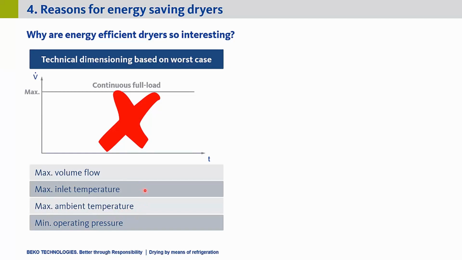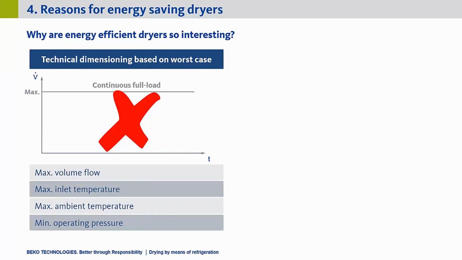The higher the temperature or the lower the pressure, the bigger the volume is that the dryer needs to be able to treat. That's why we have to choose all these values. But again, all these are worst case conditions. But is this the case all day and all night long? Of course not. In reality, it looks a little bit different.